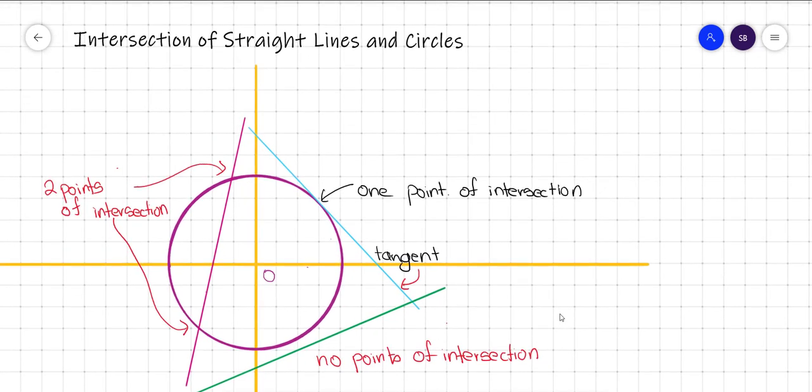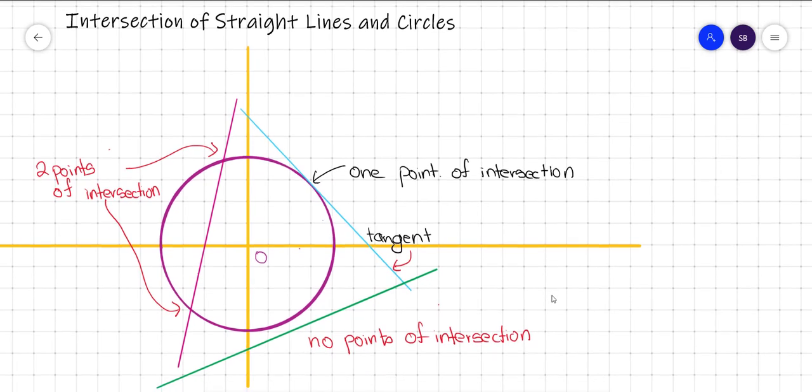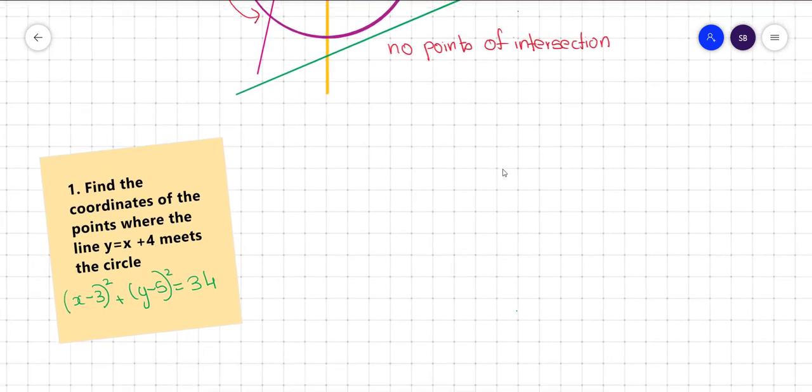And what did you learn just now? The 3 lines can intersect the circle in 3 different ways. They can either intersect the circle at one point of intersection, or can intersect the circle at 2 different points, or they may not intersect the circle at all. Now let's use the concepts of algebra to find the coordinates of the points of intersection. First question.